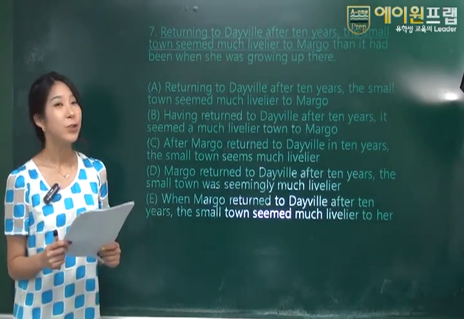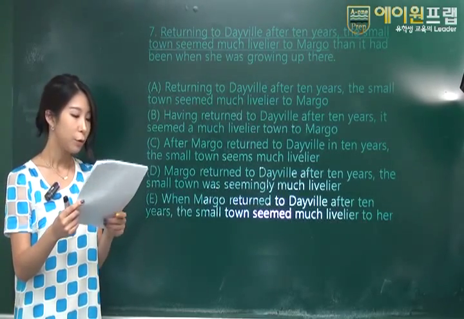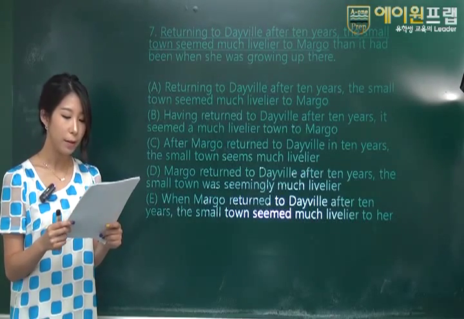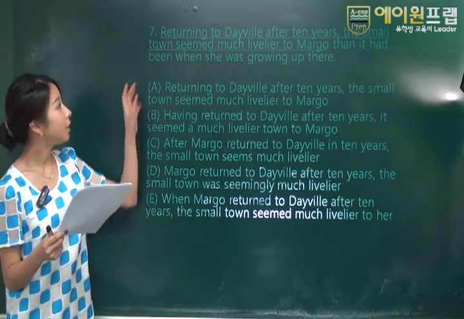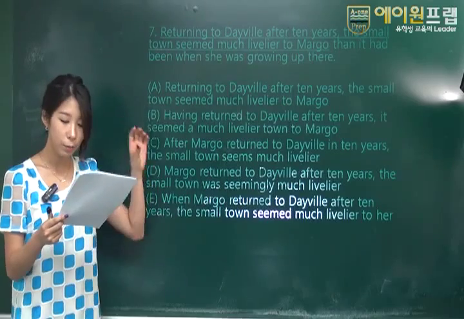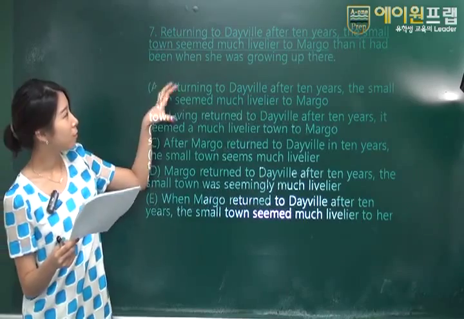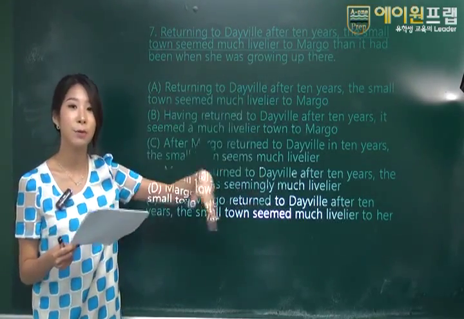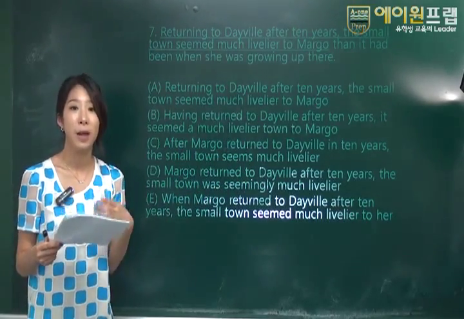Question number 7. Returning to Dayville after 10 years, the small town seemed much livelier to Margot than it had been when she was growing up there. So, by reading that, let's analyze the context. Margot returned to her hometown, right? Margot was born and raised in this town, and after a long time she came back to the town, and it felt much livelier, right?